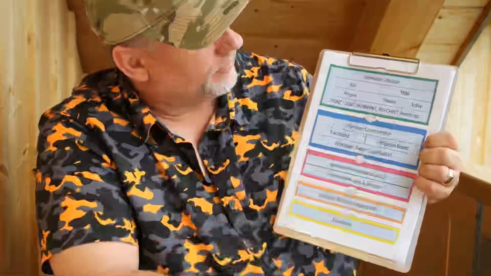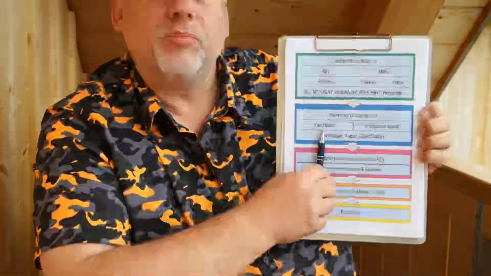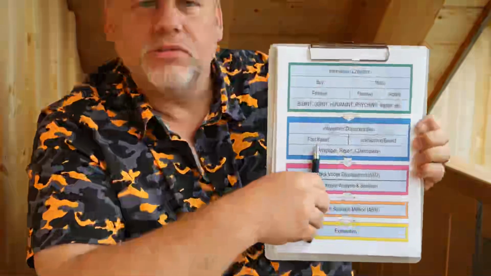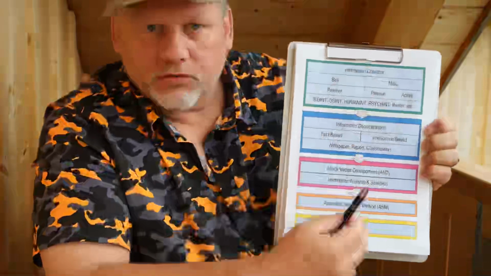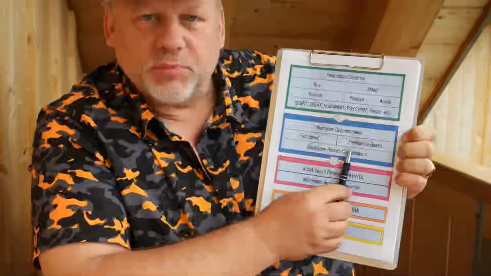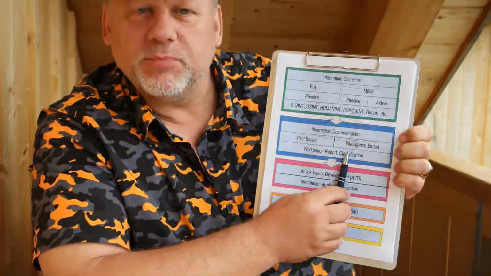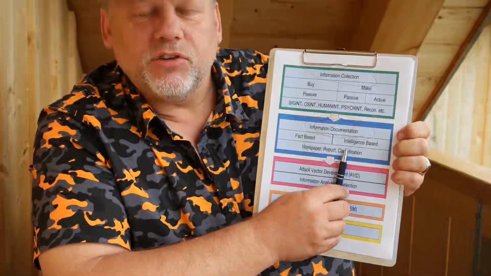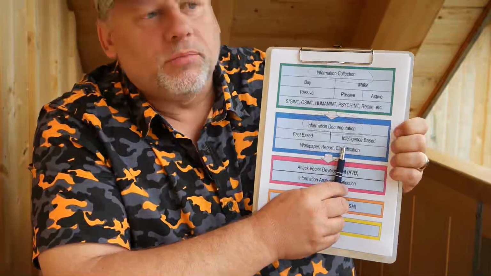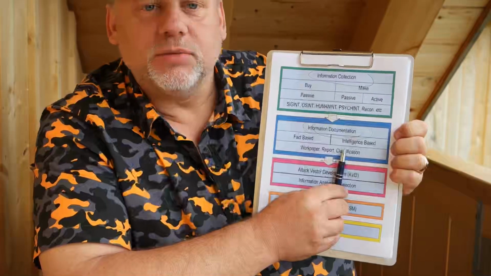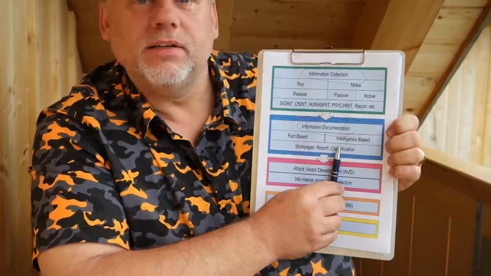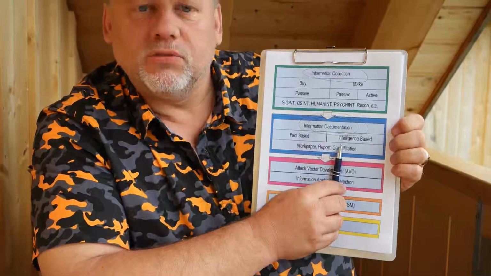the information. So either it's fact-based documentation of information, so basically raw information, or it's intelligence-based information. Intelligence-based means there has been information, and people, or maybe machines, artificial intelligence, whatever, have made decisions on what this information means.